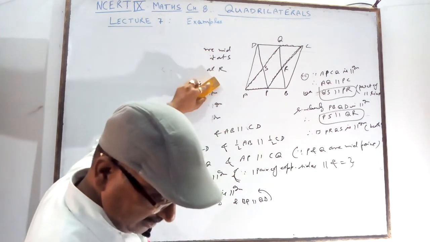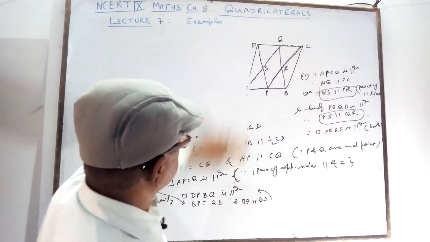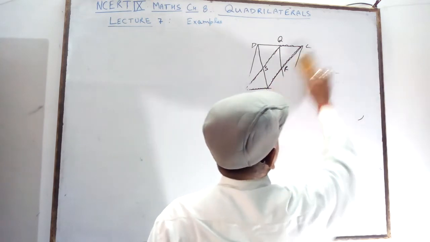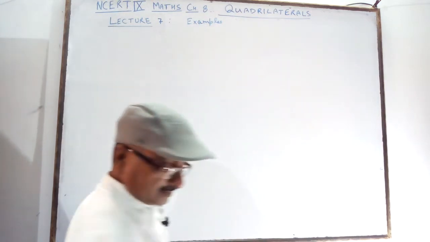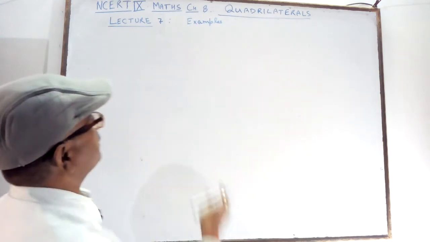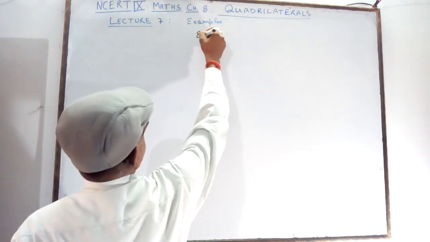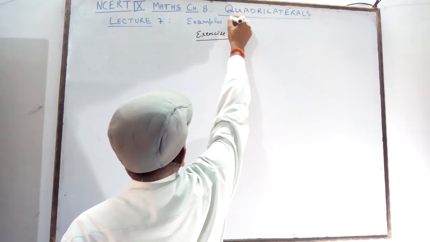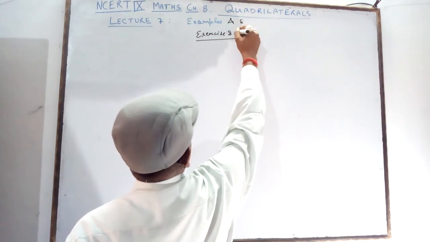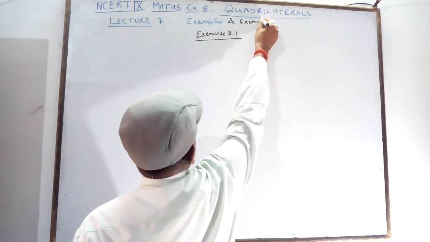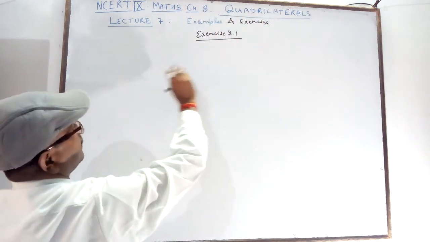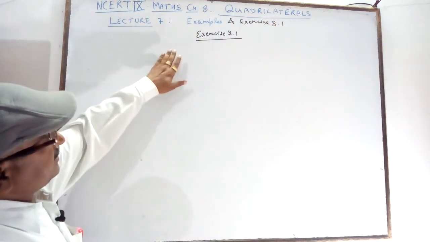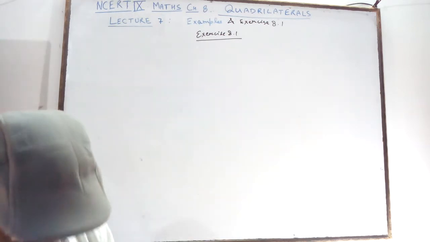In Exercise 8.1, question number 1 is given. Some questions you are seeing. What is in Exercise 8.1? In Exercise 8.1, question number 1 is given.